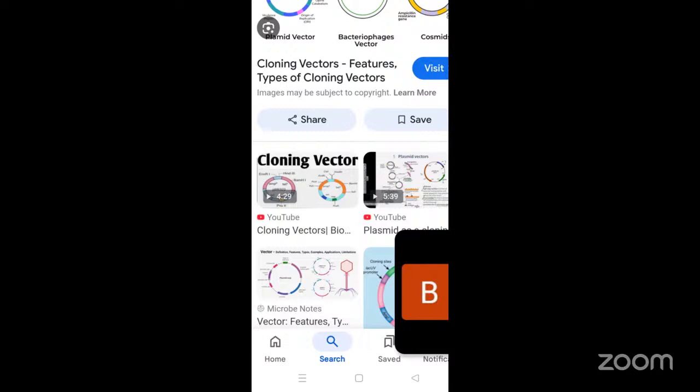Next one is the bacteriophage. Already we discussed the plasmids, two types: pUC, and another one, pBR322. Another one is the bacteriophage, a viral vector in which the gene or genes to be inserted are incorporated into the genome of the virus. It offers many advantages for cloning and the subsequent application of cloned genes.